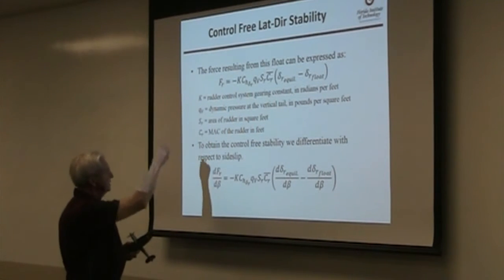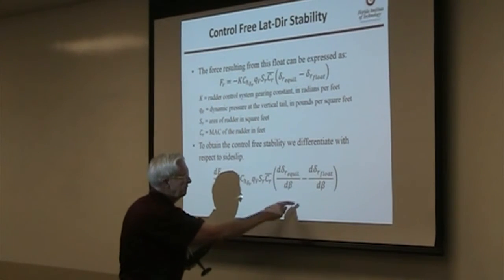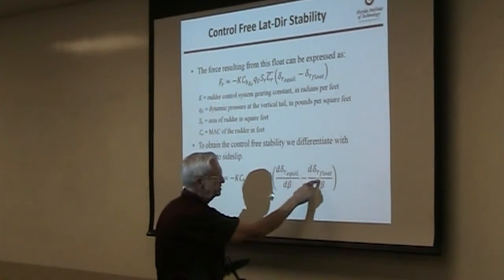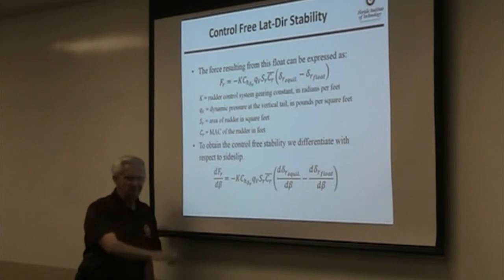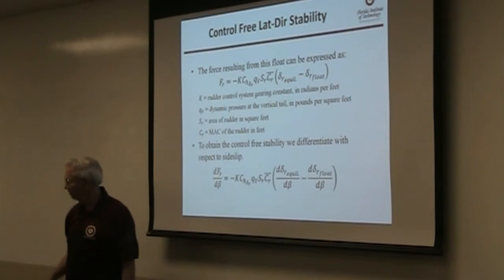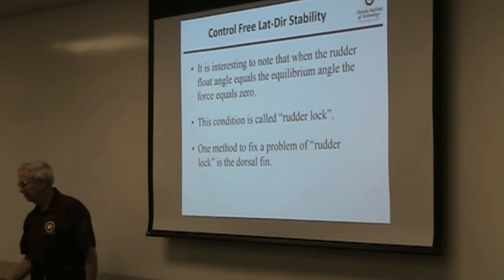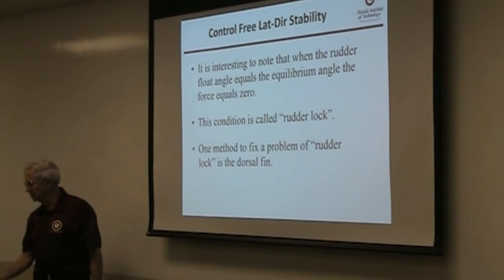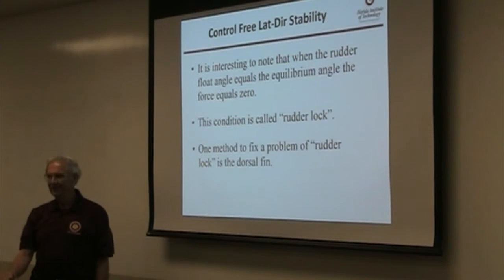And if we differentiate that equation, the other equation looks like this. And notice again that if these two are equal, the rudder force goes to zero. That's the condition for rudder lock. Force equals zero, and that condition is called rudder lock. And one method to fix a problem with rudder lock is a dorsal fin.